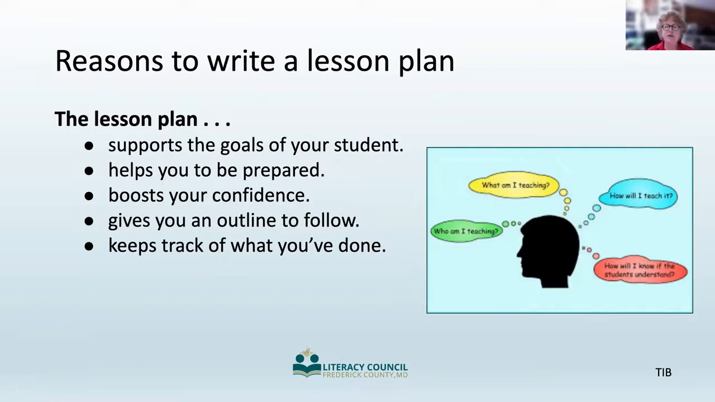But they're a key part of goal setting and instruction and help ensure that you and your student don't get lost on the path toward your student's goals. As a tutor, you will have more confidence if you're well prepared for your lessons, and you'll be better able to keep track of your students' progress.